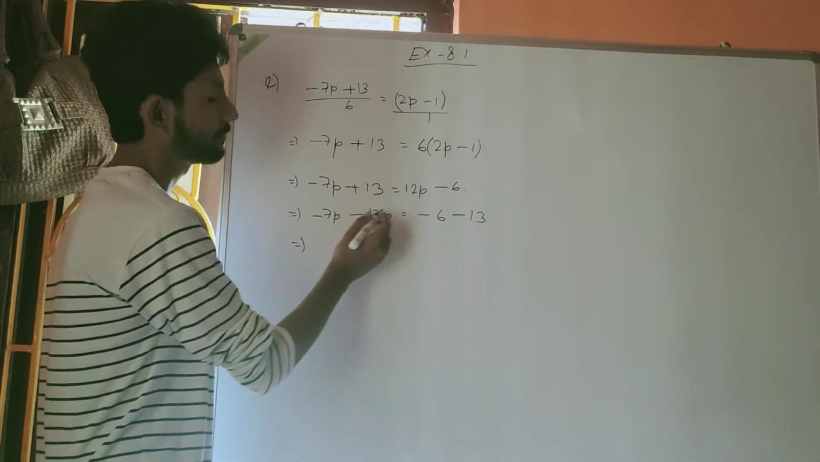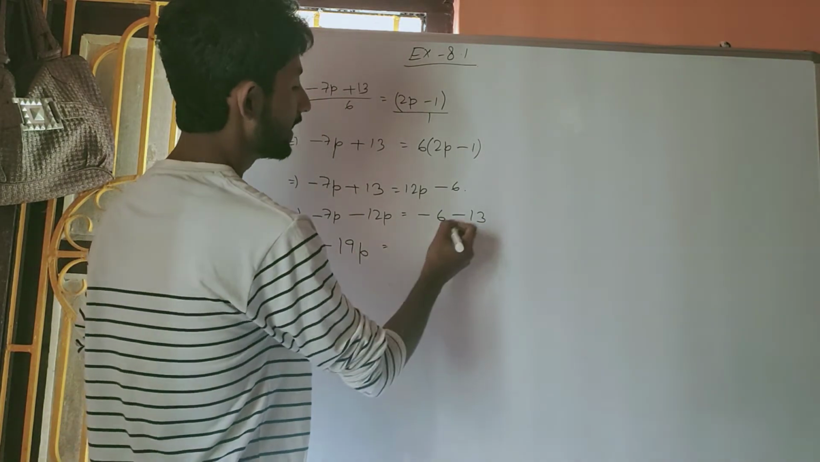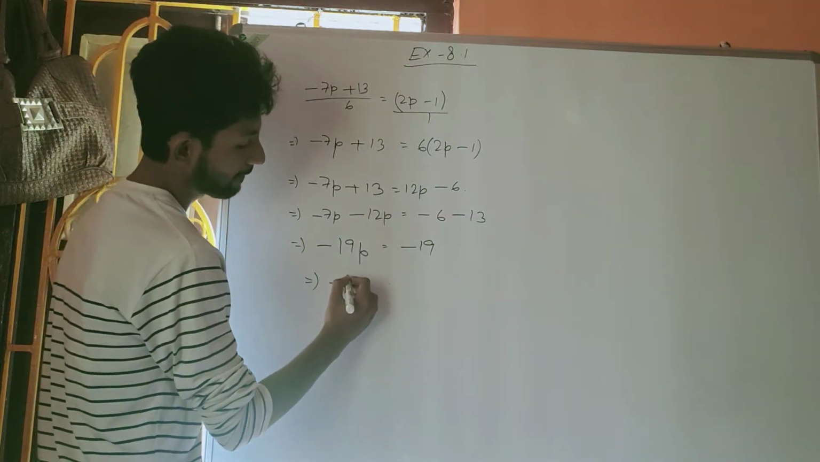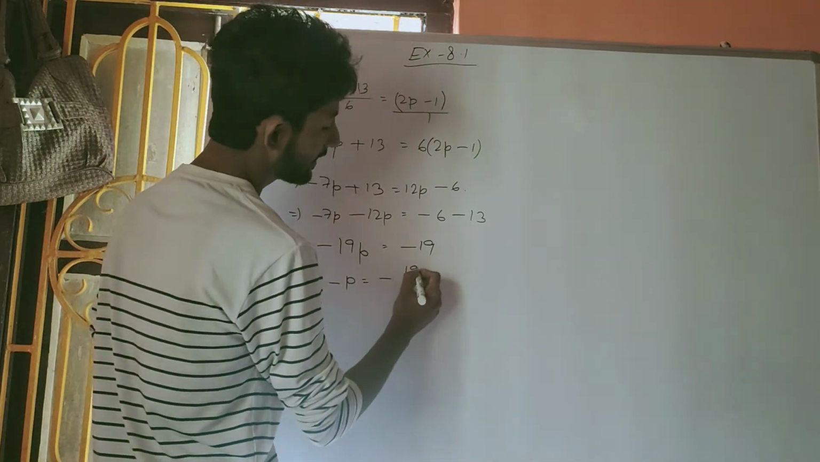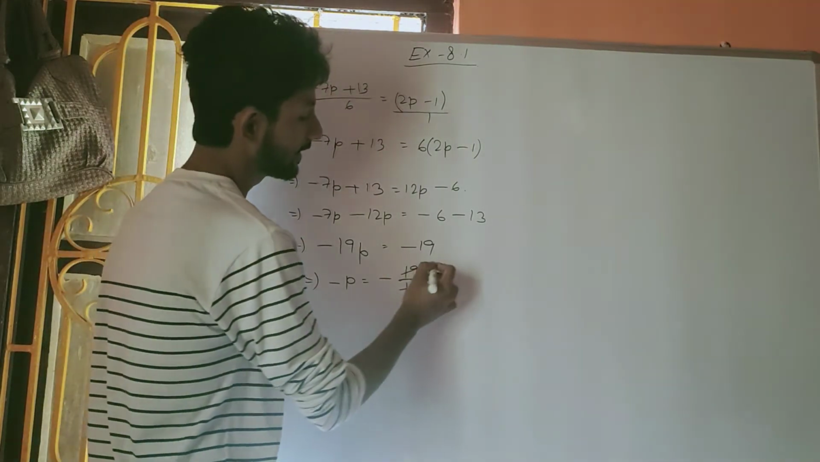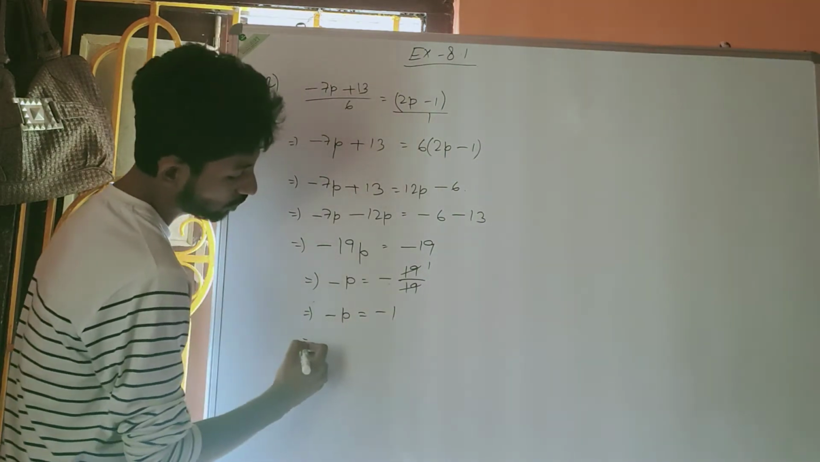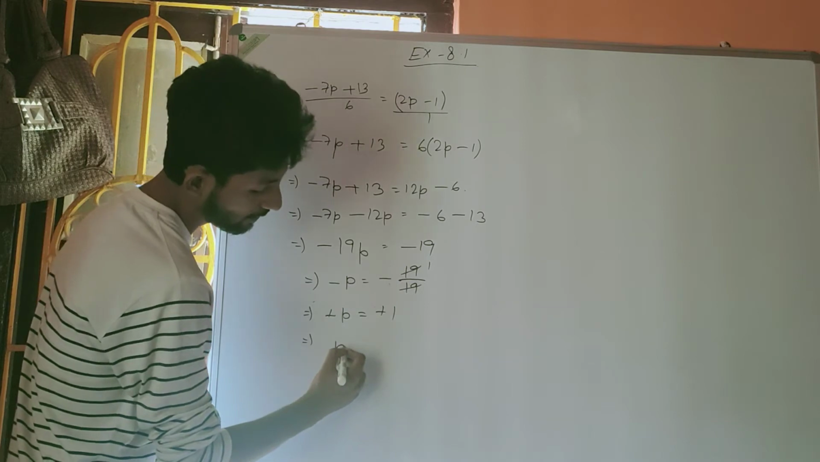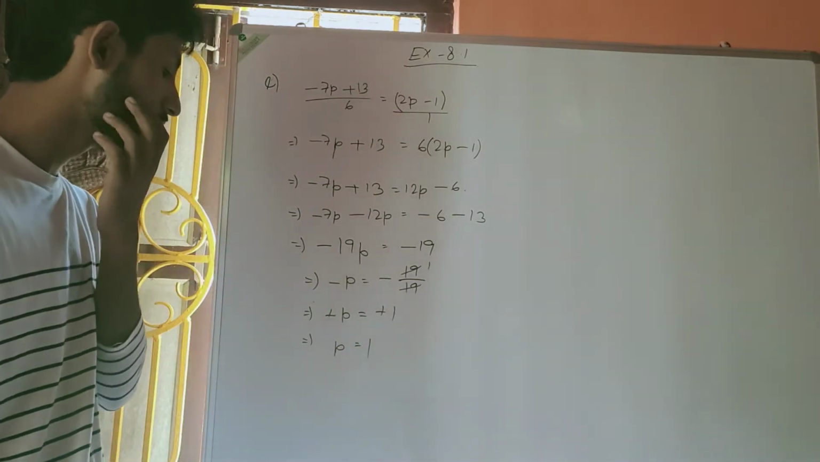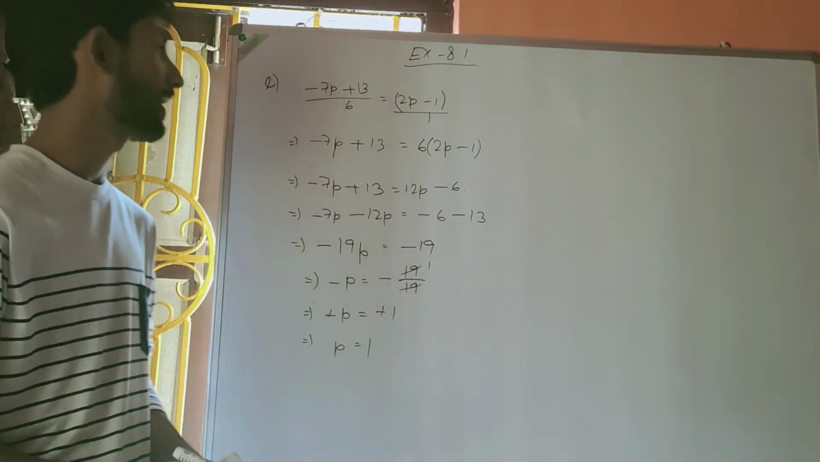Now minus 7p minus 12p, how much? Minus 19p, and here is also minus 19. So minus p will be minus 19 by 19. If we cut, it will be 1. So minus p equals minus 1. So we can cut both sides minus. So it will be p equals 1. P will be 1. If you have any doubt, you can ask via message.